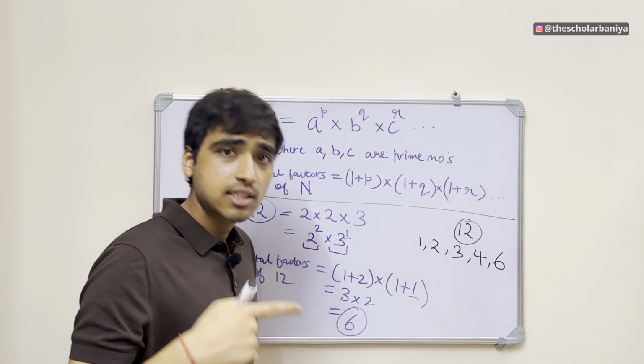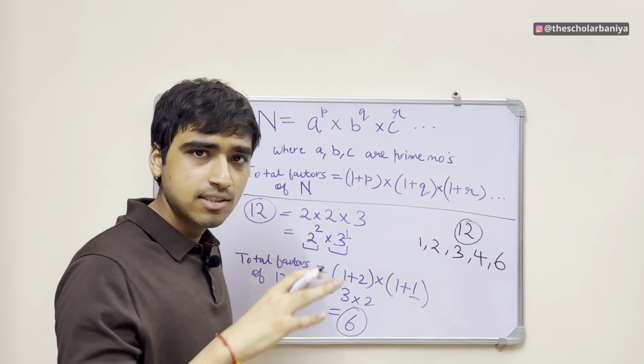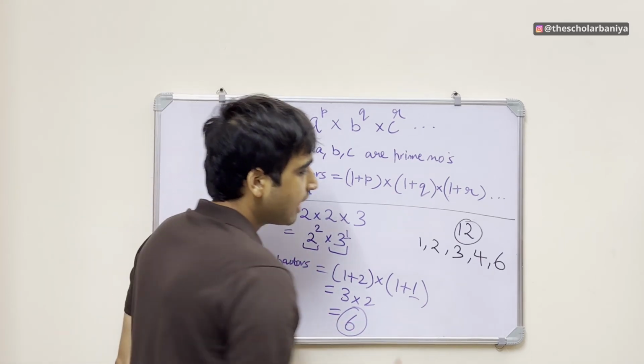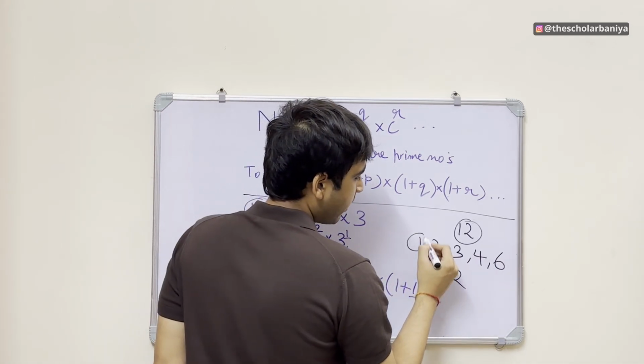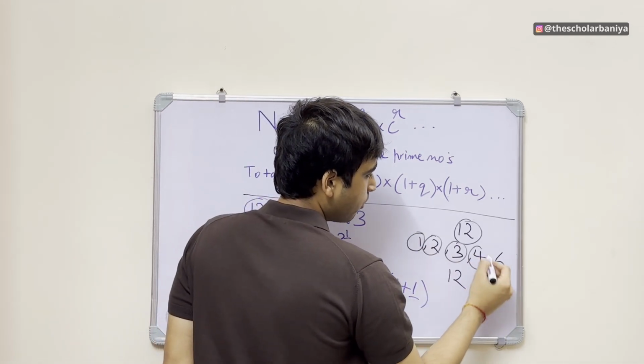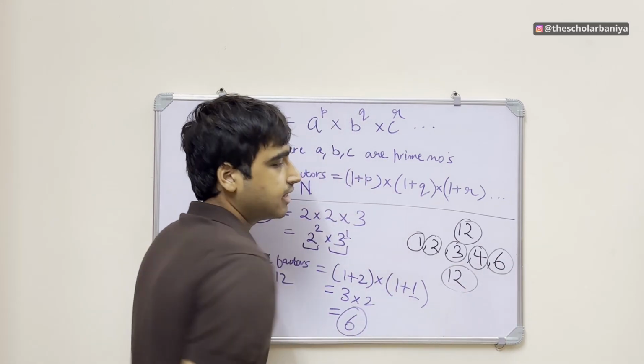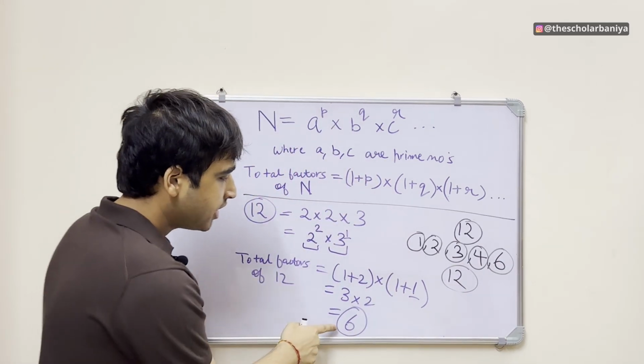6 is a factor, 6 2s are 12. 7 is not, 8 is not, 9 is not, 10 is not, 11 is not, and then 12, because obviously 12 ones are 12. So if you see 1, 2, 3, 4, 5, 6, there are 6 factors of 12. And what did you get as the answer?